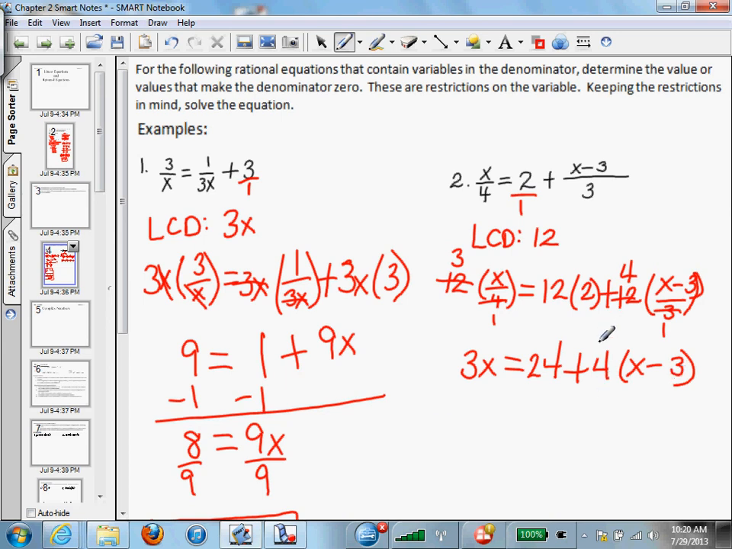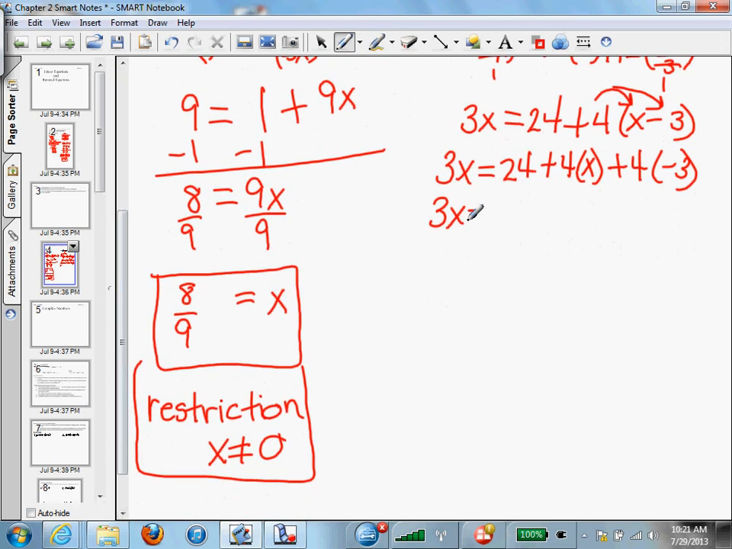So let's go through and use the distributive property to multiply this 4 by everything inside the parentheses. So we have 3x equals 24 plus 4 times x plus 4 times negative 3. Now let's go through and simplify everything we see. 3x equals 24 plus 4 times x, or just 4x. Okay, and we have 4 times negative 3, or just negative 12. Simplifying further, we have 3x equals 24 minus 12, or just 12, plus 4x on the right side.